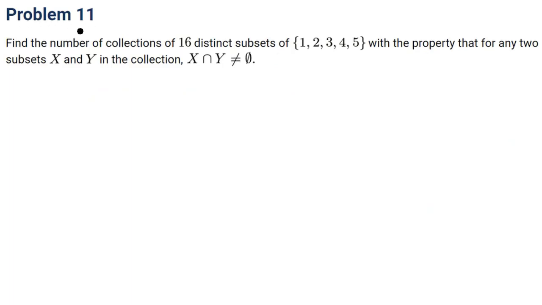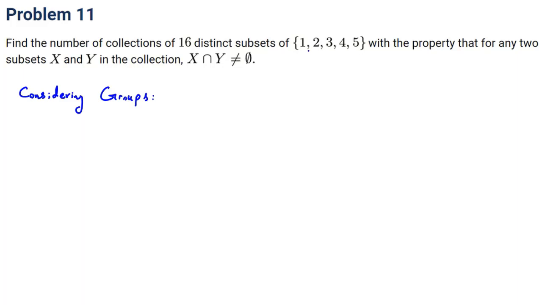Problem 11, AIME II 2023: find the number of collections of 16 distinct subsets of {1, 2, 3, 4, 5} with the property that for any two subsets x and y in the collection, x intersect y is not the null set. For this problem, we should use a very important point: consider groups. Considering groups can also solve many problems in IMO.